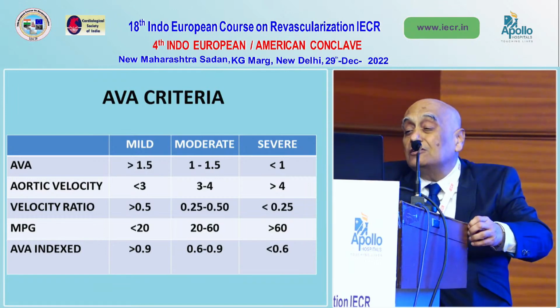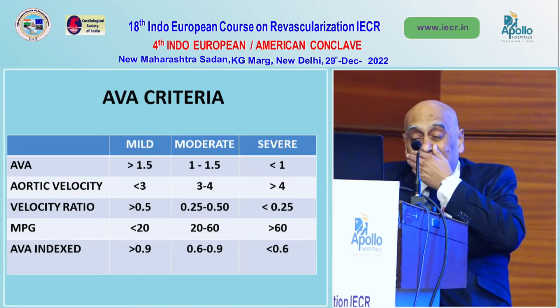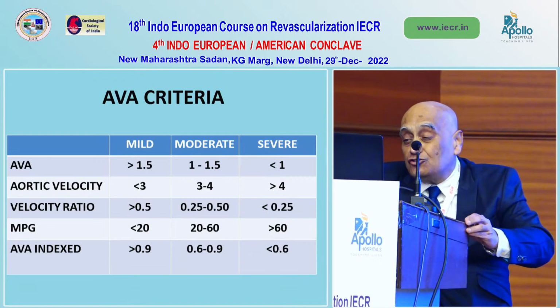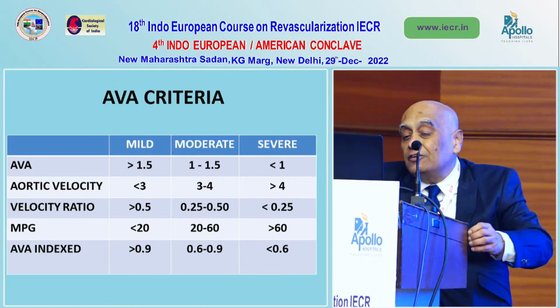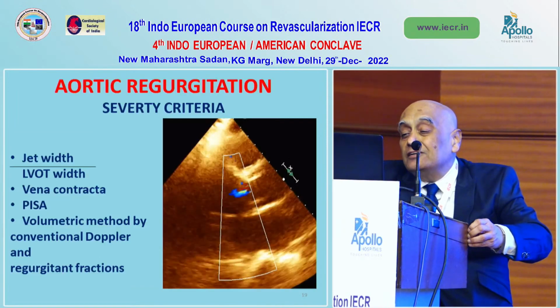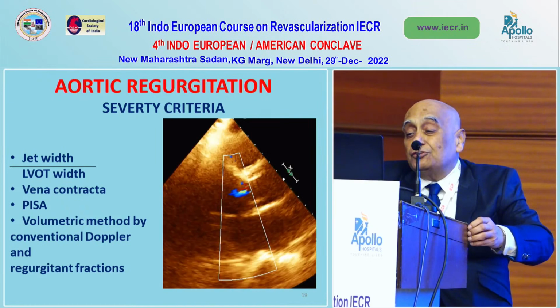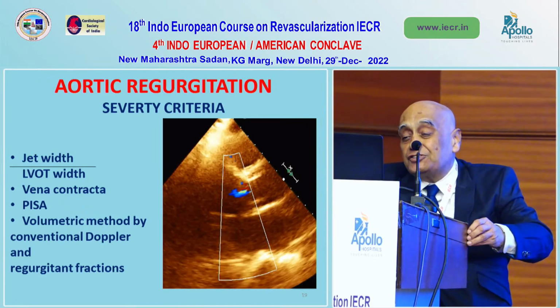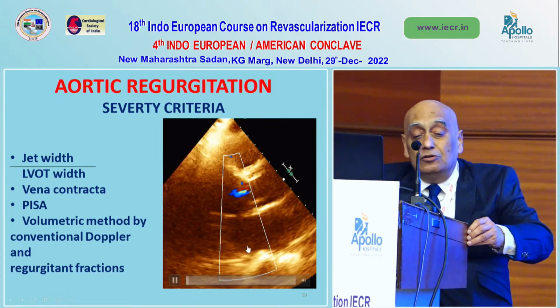If the aortic valve area is less than 1, it is severe aortic stenosis. A peak velocity of more than 4 meters per second, a velocity ratio of less than 0.25, a mean pressure gradient of more than 60, and an indexed aortic valve area of less than 0.6 centimeters squared per meter squared is actually severe AS.